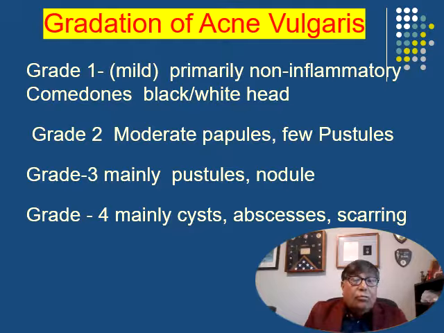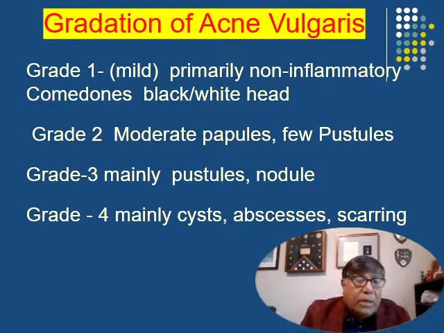And number 2 will be the moderate. There will be mostly papules and a few pustules. Grade 3 is mainly pustule and nodule. And grade 4 is the severe form, and there is cyst formation as well as abscess formation, and the most disturbing is the scarring of the skin.